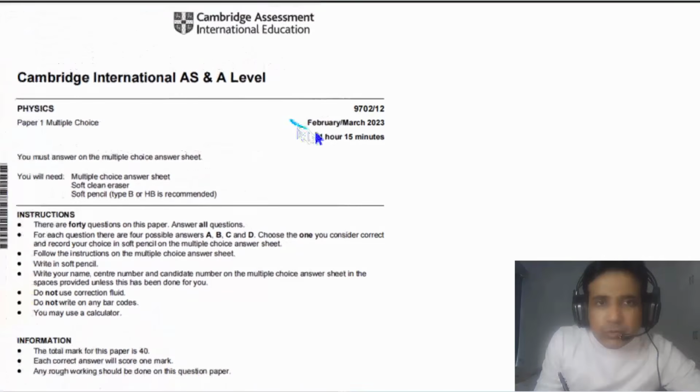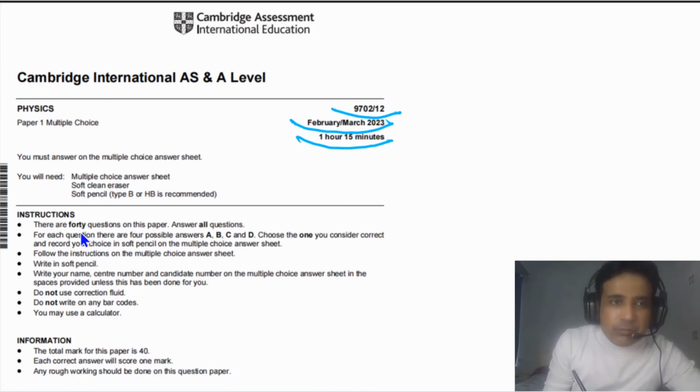In today's class, we are talking about March 2023, paper 1-2, and the total time for this exam is 1 hour and 15 minutes. There are 40 questions on this paper and you need to answer all of them, and the total mark for this paper is 40.